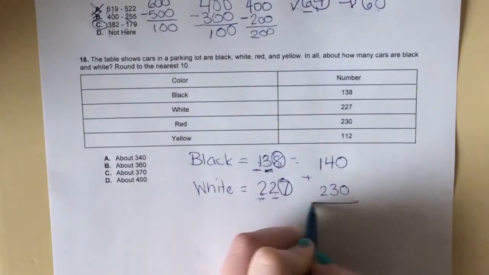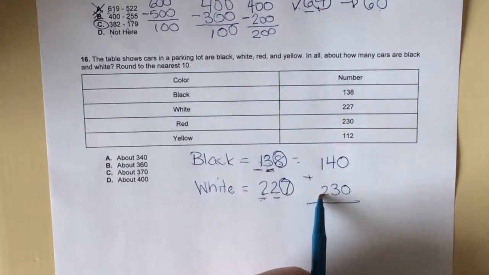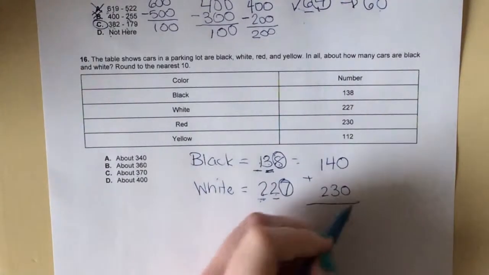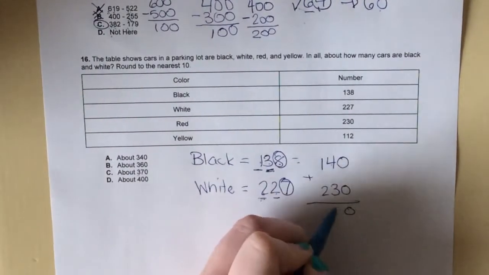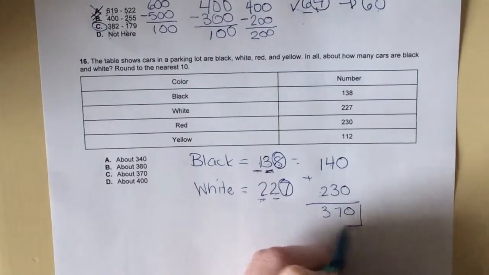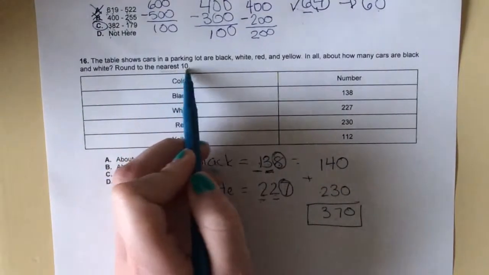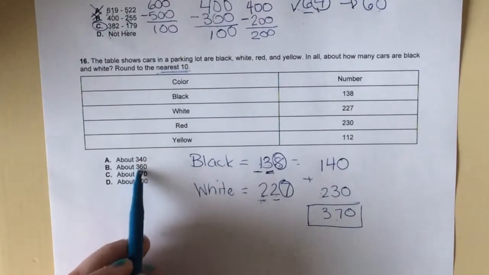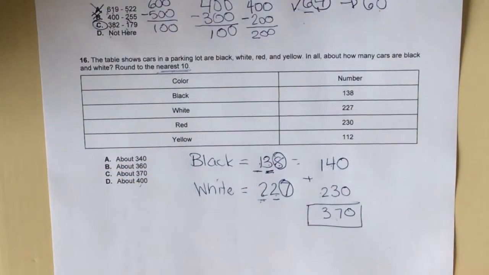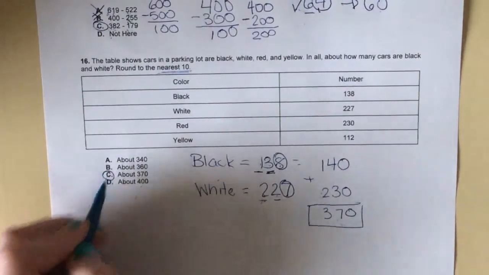Here's where we're going to add. And notice that I'm putting everything lined up with the correct place value so that I'm ready to go and I understand what needs to be added together. So 0 plus 0 is 0. 4 plus 3 is 7. 1 plus 2 is 3. So 370. Okay, so I'm getting the answer of 370. It's about 370 rounded to the nearest 10. Okay, based on my answers, everything's rounded to the nearest 10, and it says rounded to the nearest 10. So I know that 370 is my answer, and that is C.